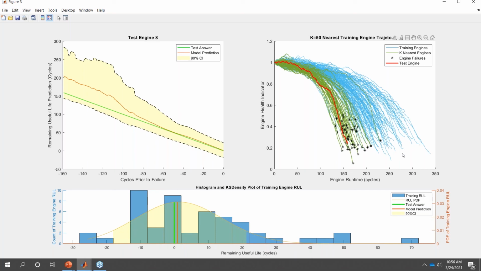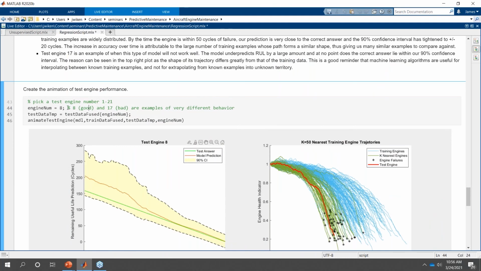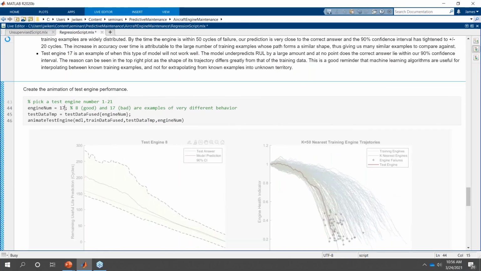Right. So this is an example where it worked quite well. Let me close this real quick and we'll run it again, this time with a new engine.